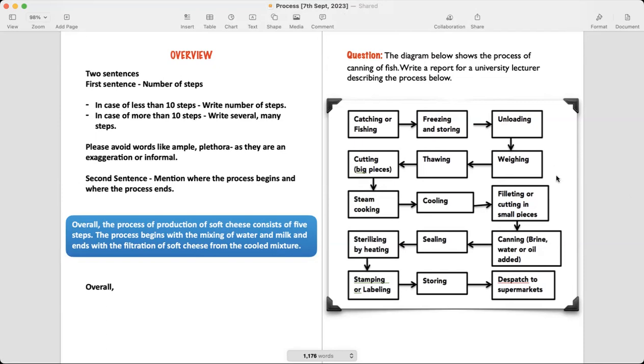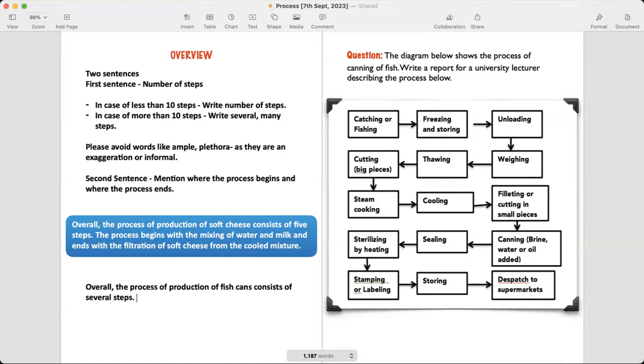Okay, so what would we write? How many steps? Several steps. Yes, several steps because it has more than 10 steps. I don't think the number is important anymore. So I'll write the process of what thing? Process of what? Production of fish cans. Very good. Next. Consists of several steps. Very good.